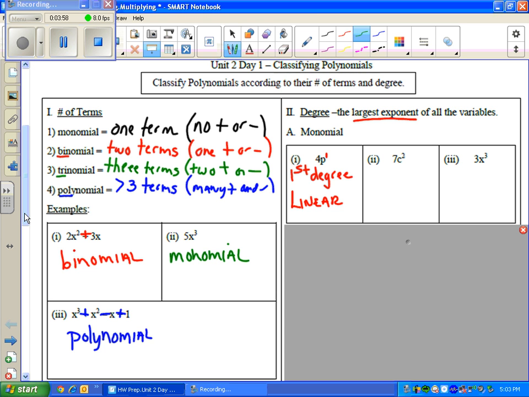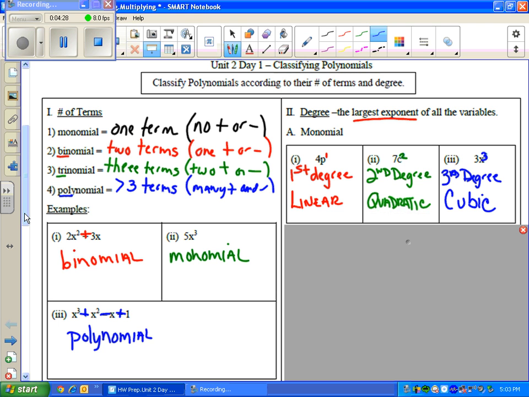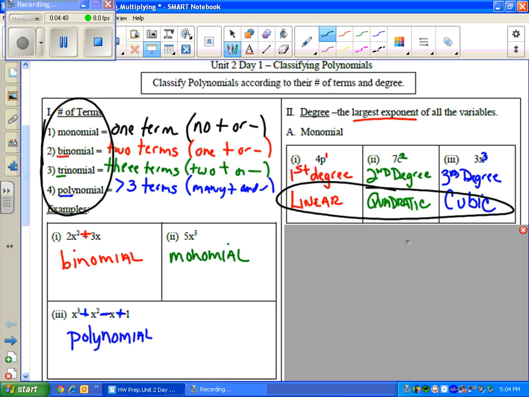For number 2, we have 7x squared. You can see here that the largest exponent is the 2. It's a 2nd degree. But we don't call it a 2nd degree. What we call it is a quadratic. And then lastly, with number 3, the largest exponent is a 3. It's 3rd degree. And we will call this a cubic. So these are basically the 7 terms you need to be familiar with. The 4 over here to the left represent the number of terms, and the 3 here on the right represent the degree.